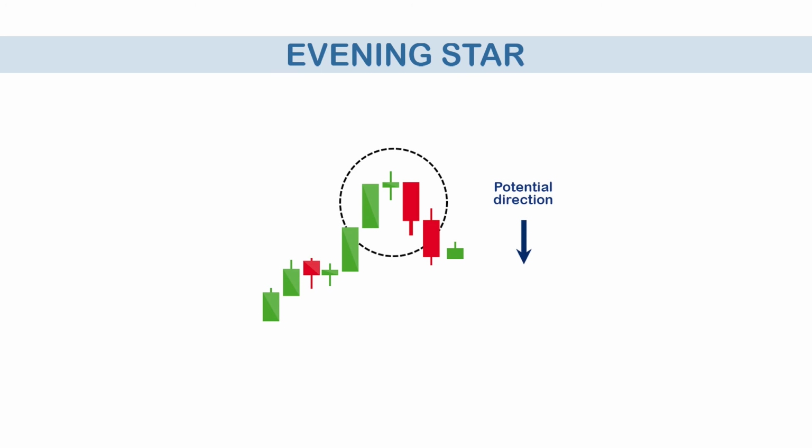Evening Star. The evening star is a 3-candlestick pattern that is the equivalent of the bullish morning star. It is formed of a short candle sandwiched between a long green candle and a large red candlestick. It indicates the reversal of an uptrend.